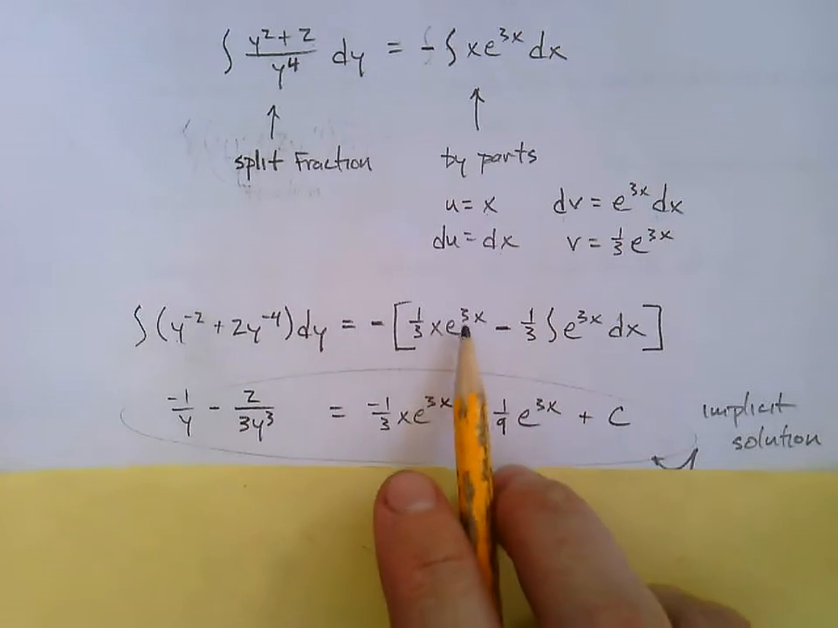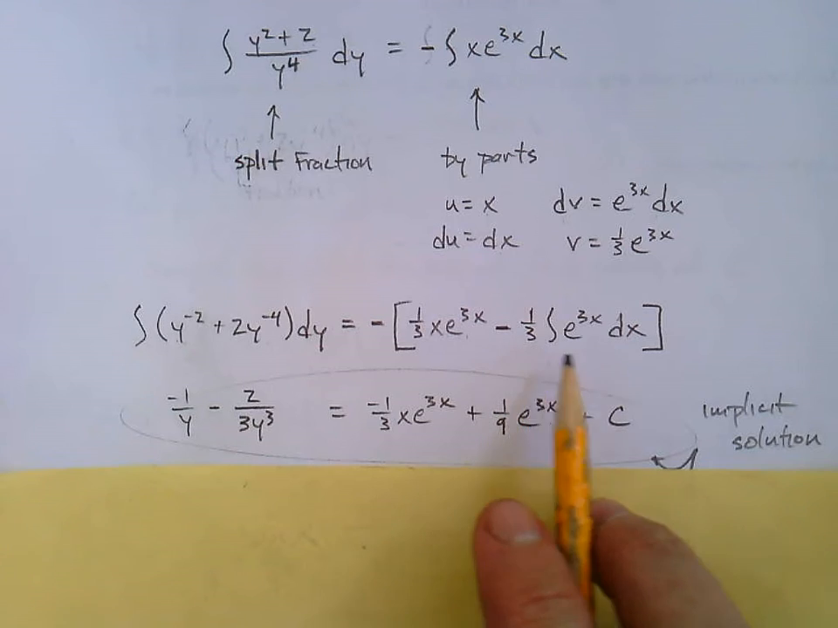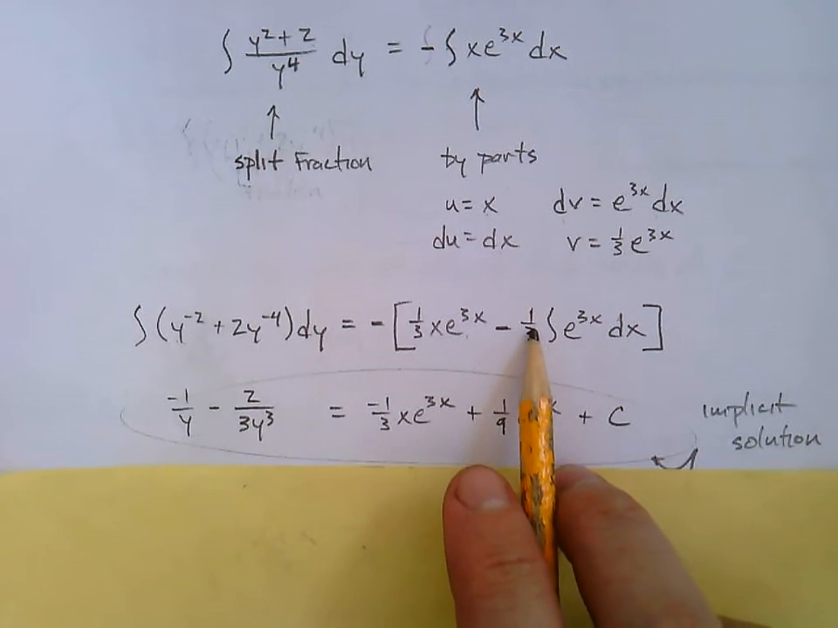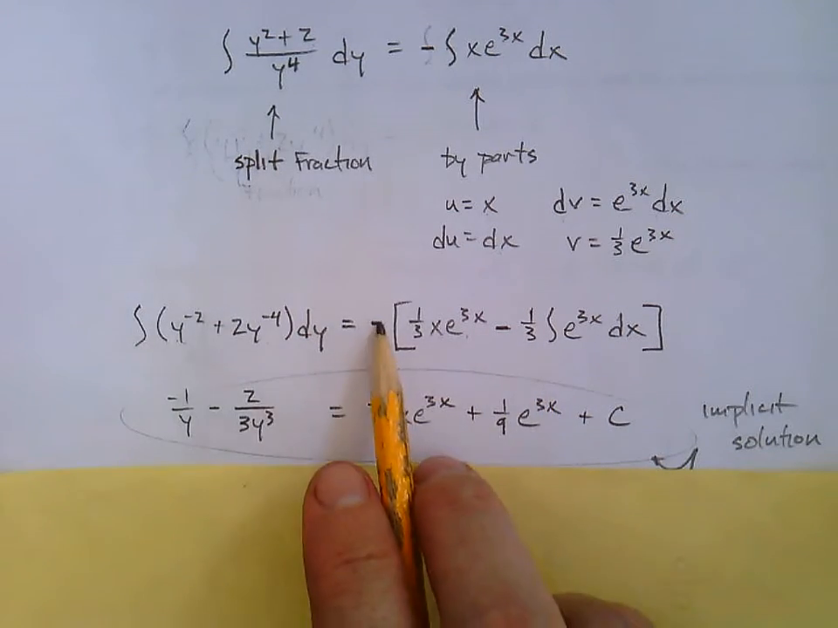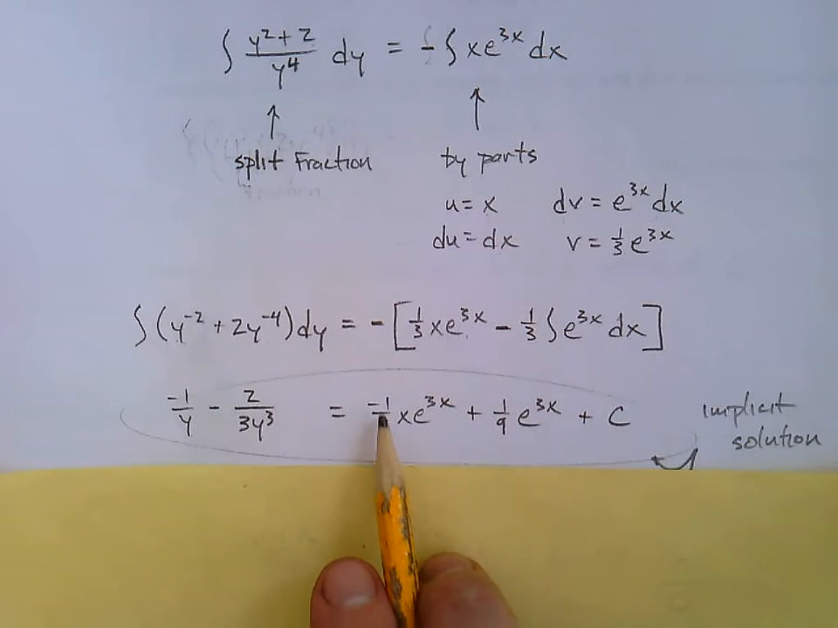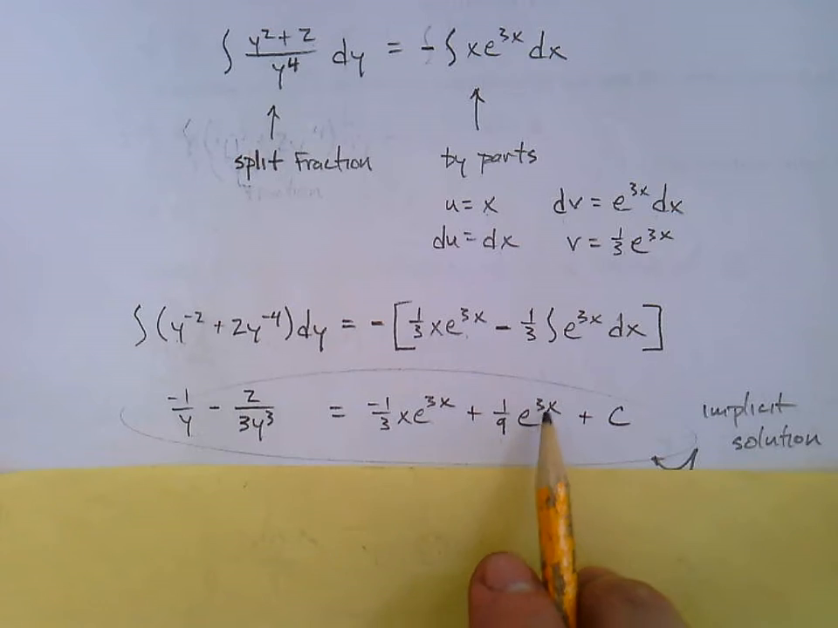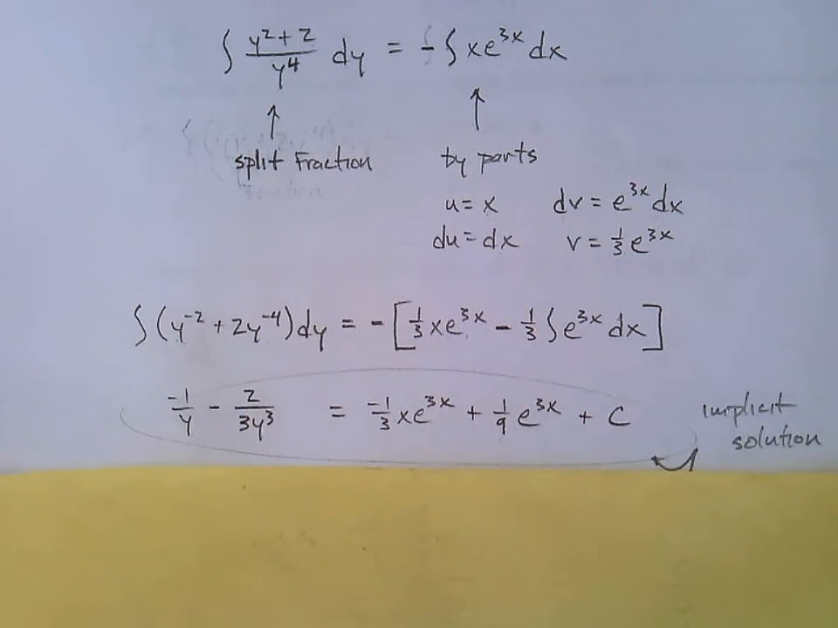Let's see, this is just kind of copied down, and then this antiderivative, well, another antiderivative of e to the 3x would be another 1/3 e to the 3x, and so that makes minus 1/9 e to the 3x, and then we'll distribute our negative. So we've got negative 1/3 x e to the 3x plus 1/9 e to the 3x, and we put our plus c here on the right side with the x's. And we notice, okay, we've done it, but that is an implicit solution because it's not solved for y.